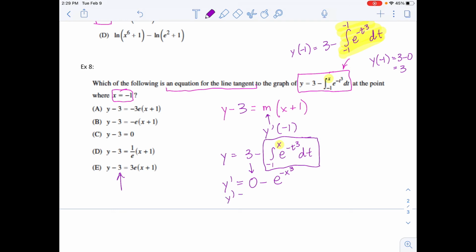So now if I plug negative 1 into that, I get negative e to the negative of negative 1 cubed. So you've got to wade through all these negative signs to figure out this is negative e to the positive first power, and that's just negative e. So to me, that looks like negative e belongs in the slope spot, and that would be choice B here.